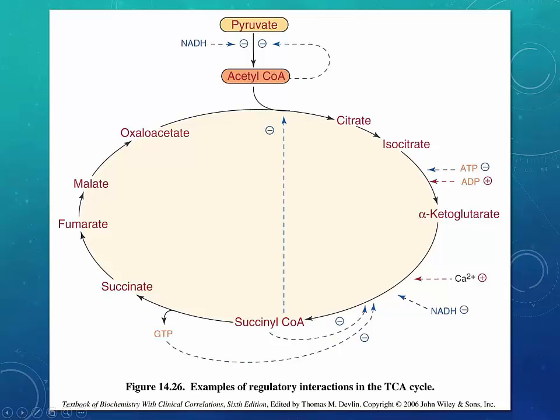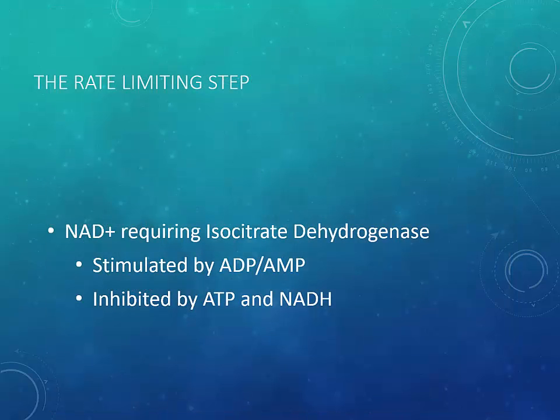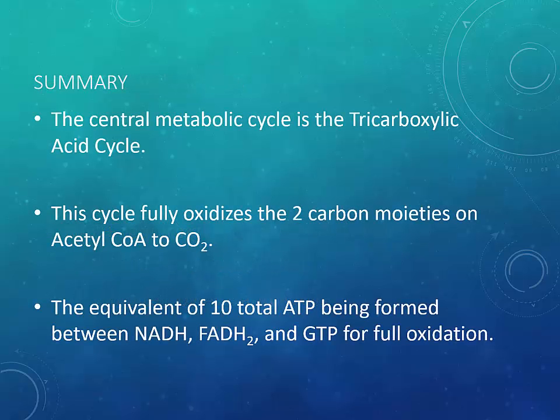That's not terribly surprising, but all this shows is that control of TCA is very complex. We do understand some basics, such as NADH and FADH2 and presence of acetyl groups, and of course respiration overall is going to play a major role. The rate-limiting step is the NAD-requiring isocitrate dehydrogenase, which is going to be stimulated by the presence of low energy signals such as ADP or AMP, and be inhibited by the presence of energy within the mitochondria, ATP or NADH.